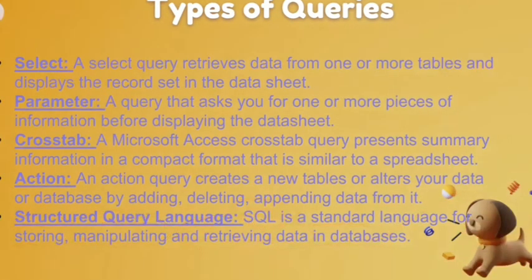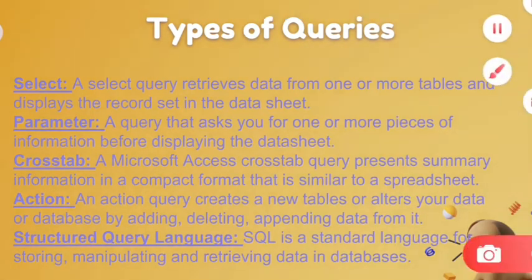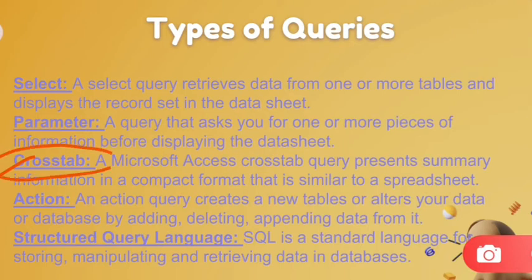Now these are the types of query which we are using in Access. Basically, the cross tab query is not there in MS Access. It is basically there in SQL only. But all these select, parameter and action queries we can use in MS Access.